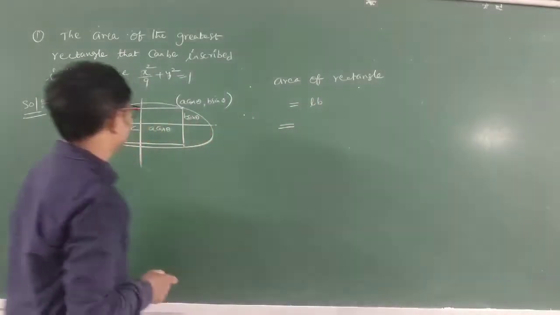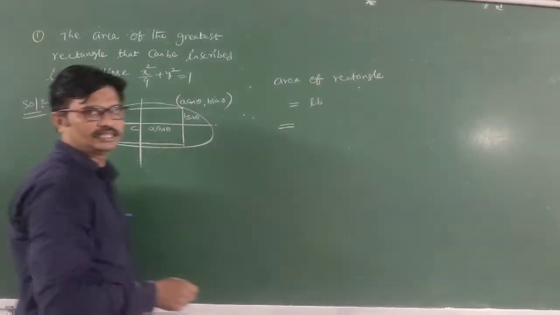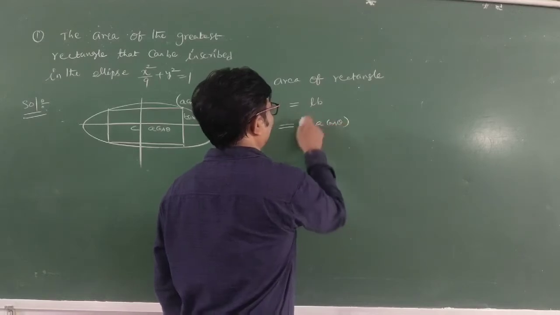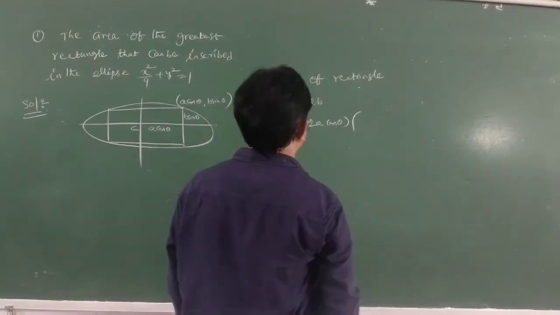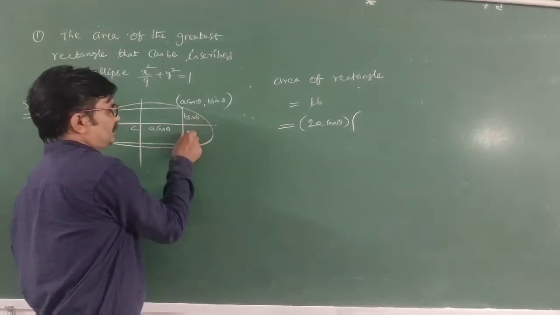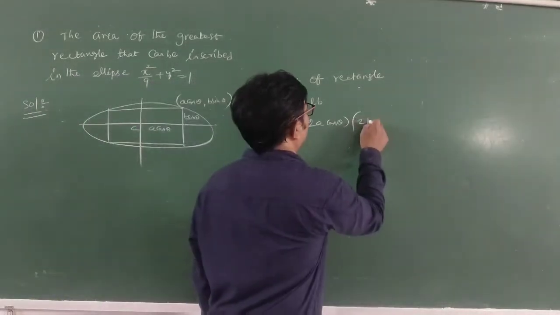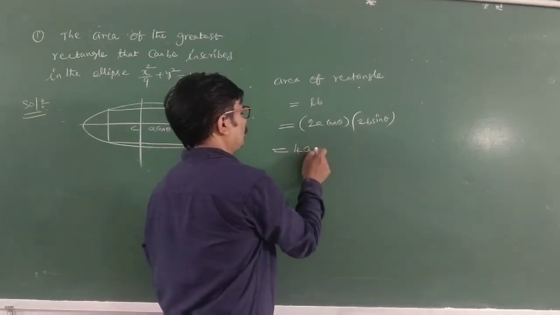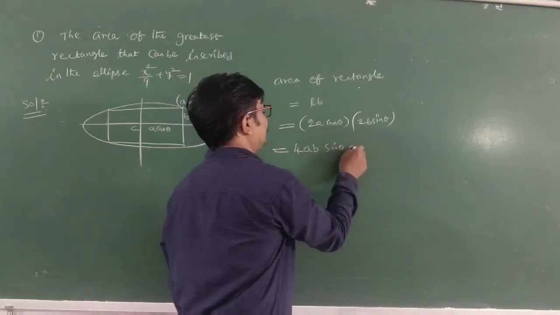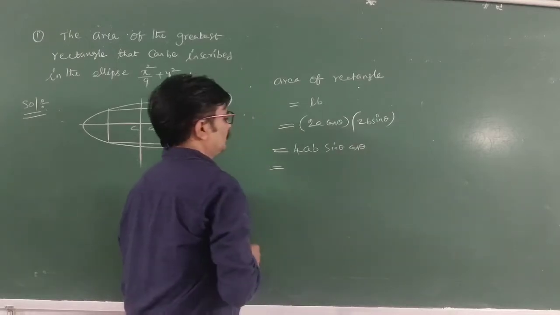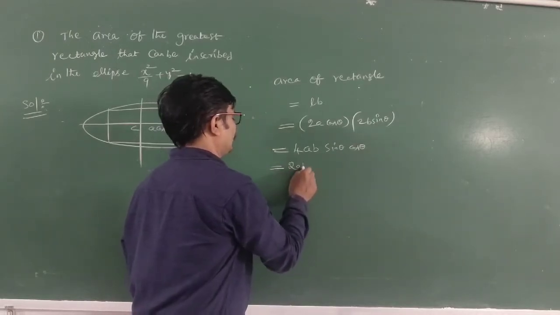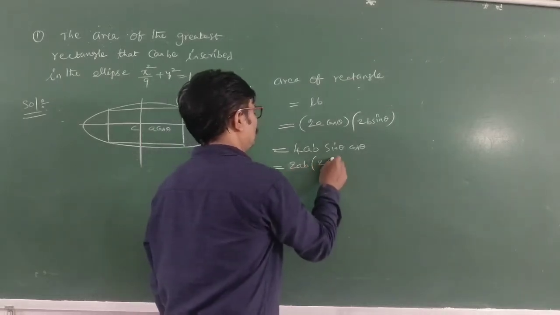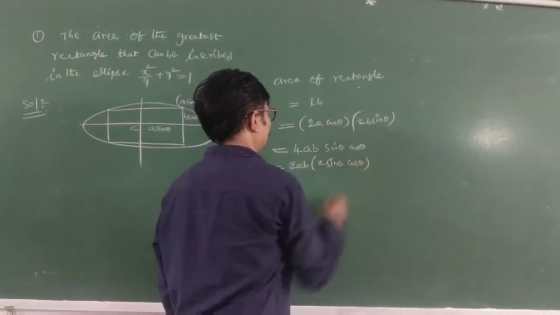The length is 2a cos theta. After that, what we observe here, the width is b sin theta, that is 2b sin theta. So this is what? 4ab sin theta cos theta. My dear students, we can write this as 2ab into 2 sin theta cos theta.